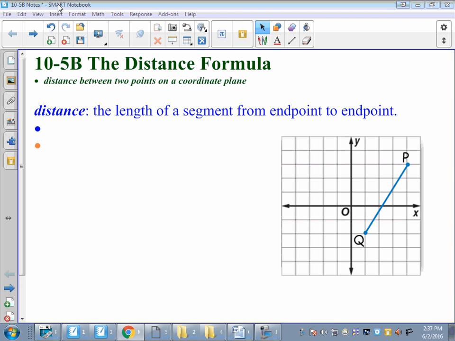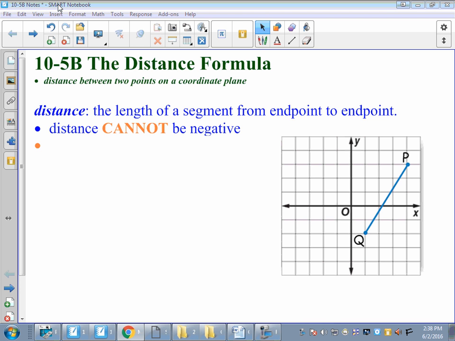So I have a picture here on the coordinate plane. There's actually distance just on the number line, and you'll talk more about that in geometry, but we're going to concentrate just on the coordinate plane. And so we would be talking about how long is that line segment between P and Q. And so the distance between P and Q cannot be negative. You cannot have a negative distance.